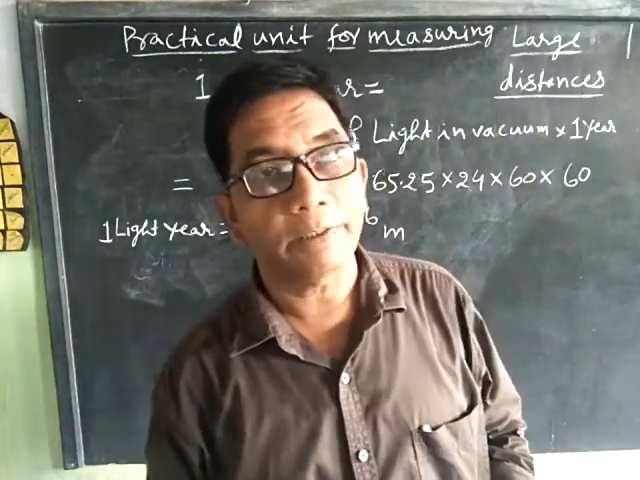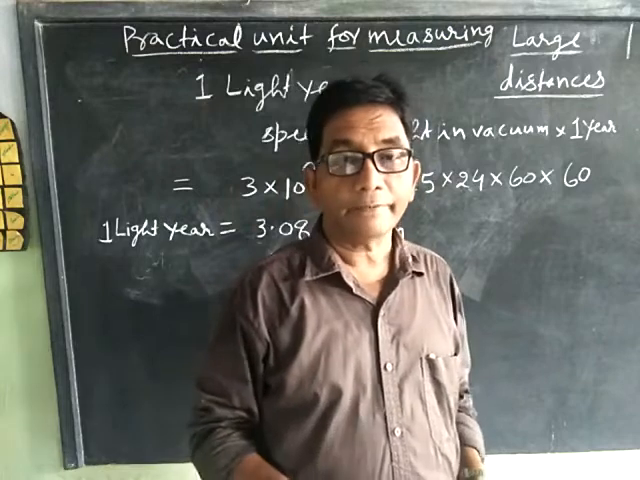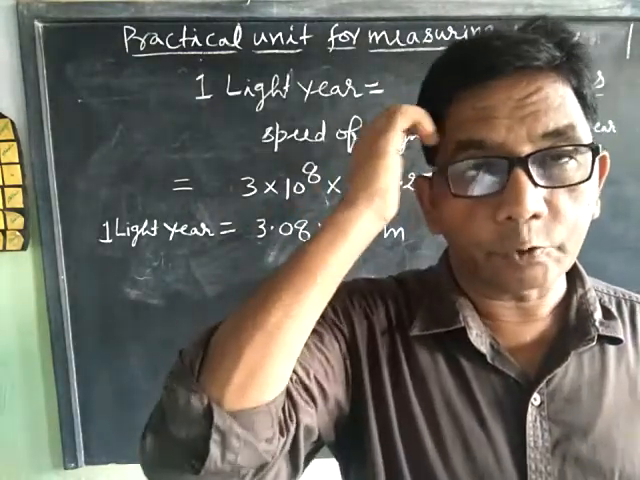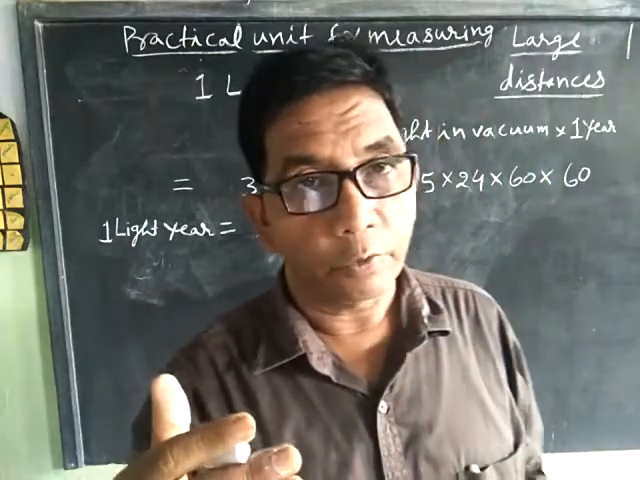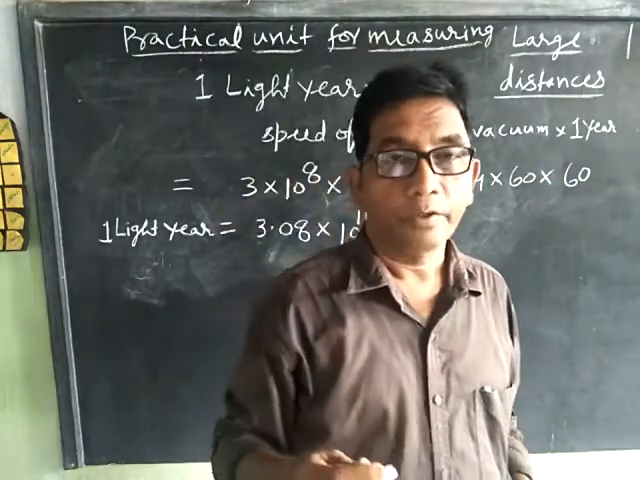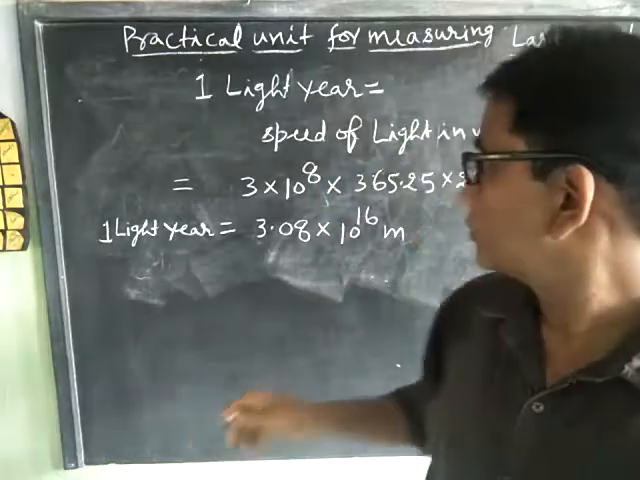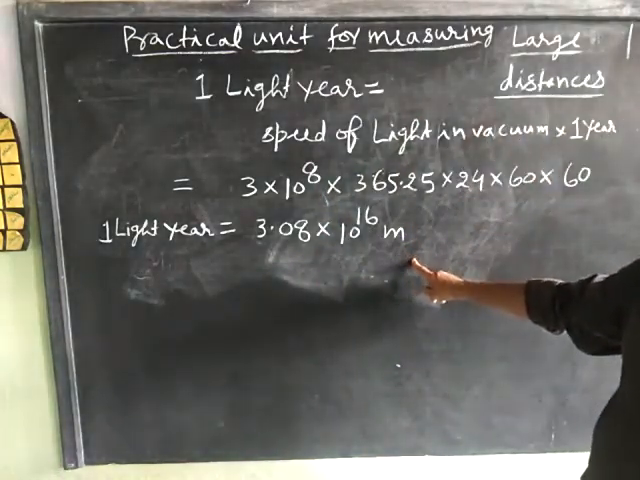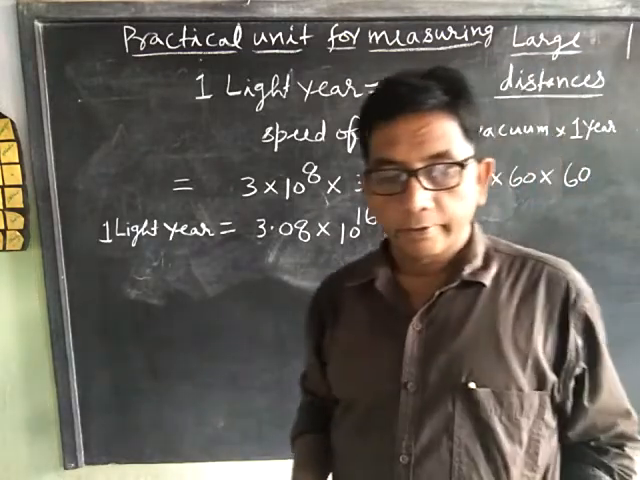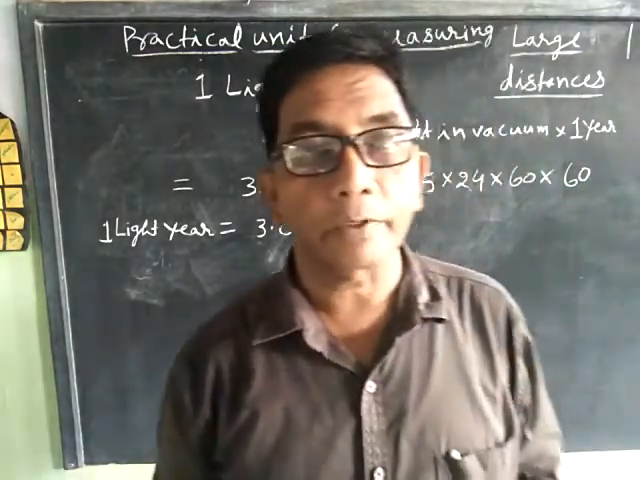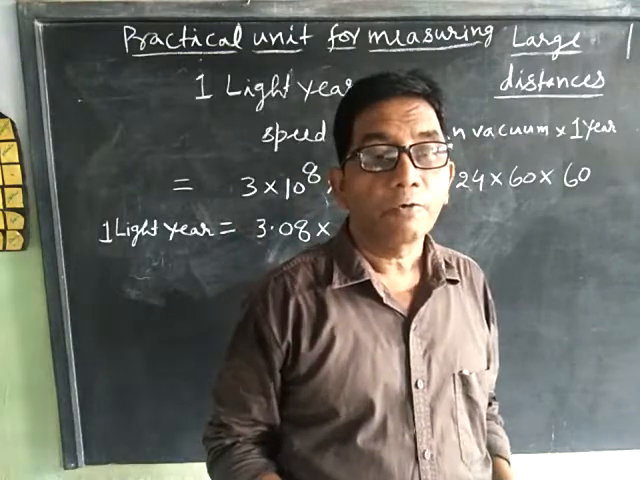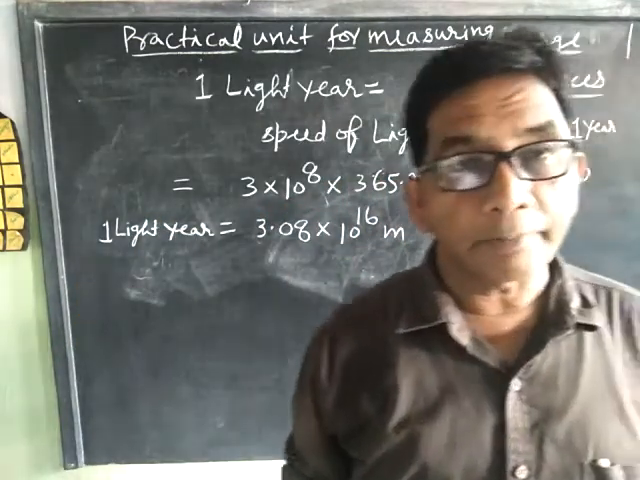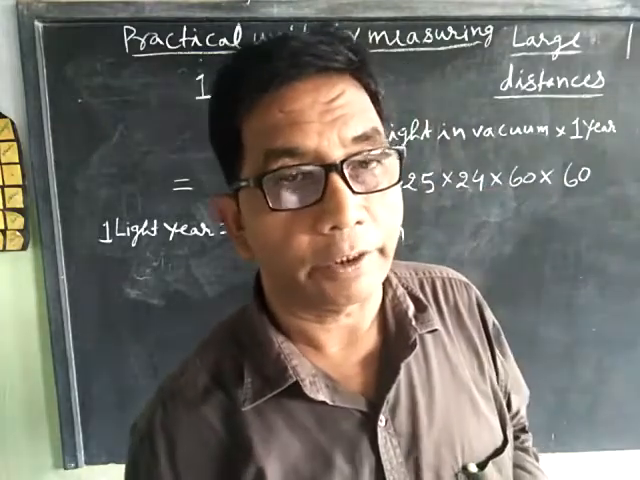Thus, we have studied what is light year. The distance traveled by light in vacuum in 1 year is known as light year. 1 light year is equal to 3.08 into 10 power 16 meter, and the nearest star from the earth, which is 4.3 light years away, its name is Proxima Centauri.